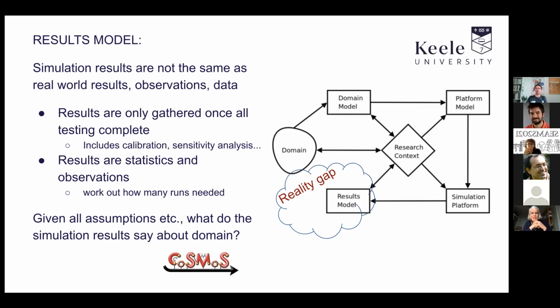So we added in a results model. And this is not so much a model in the way that software engineers think of them, as a recognition that results from a simulation are not results on the domain. And I've marked the gap here as the reality gap. So we have to use all the understanding that we've generated in working through the 4 outside boxes here in order to interpret the results back to the domain.